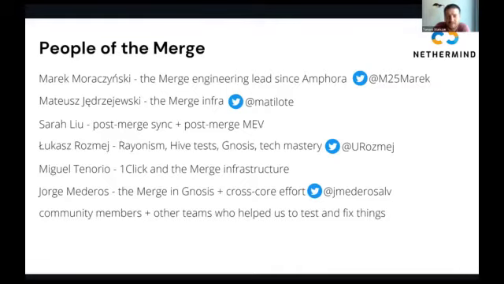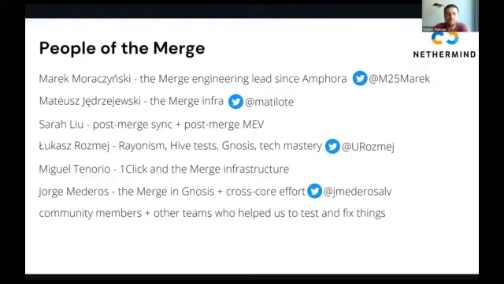Then we have great people from the infra and core team like Miguel Tenorio, who's nowadays building a tool called OneClick, and this is for a very easy setup for solo validators to run the entire deployment of the validator, the beacon chain client, and the execution. So all the consensus layer pieces and the execution layer together.